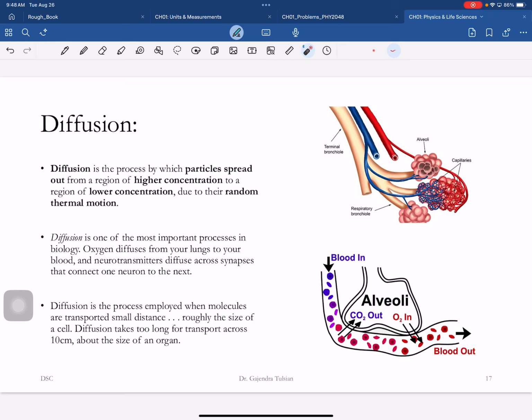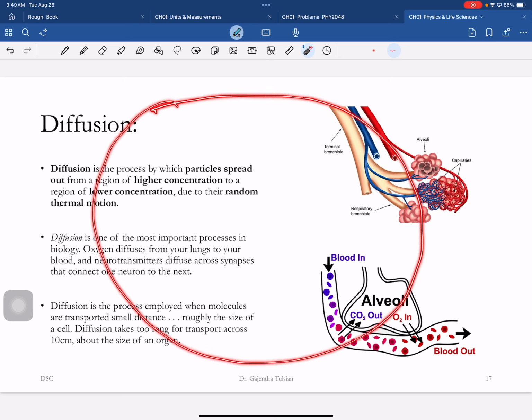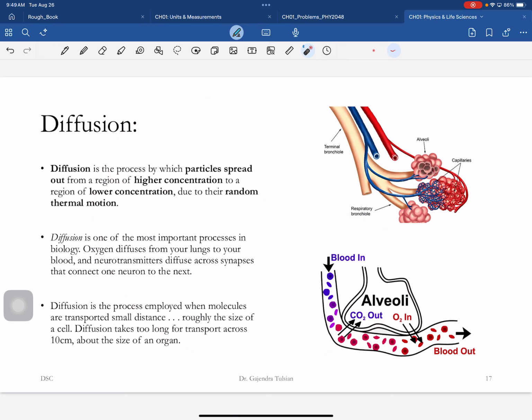The thing is, diffusion is a slow process. By this process, you can only transport molecules a small distance. If you had a big cat, for instance, or a mouse, you can't diffuse oxygen from here to there. That would take forever. So diffusion is a process where molecules move from a higher concentration to a lower concentration.